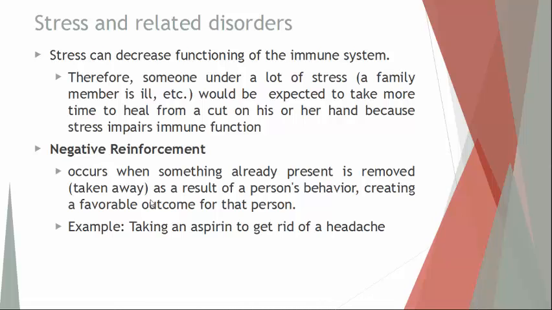So say someone is under a lot of stress because a loved one, say a child or a parent, has a very chronic disease that they have to care for. When that person gets sick, even with something very minor, it's going to take that person's body longer to recover because they're under so much stress. The higher amount of stress they're dealing with is decreasing the effectiveness of their immune system.